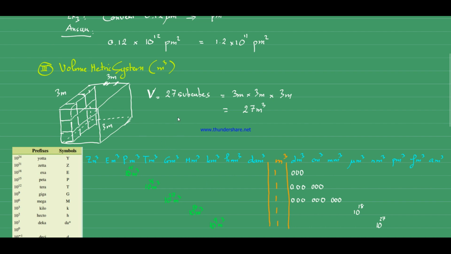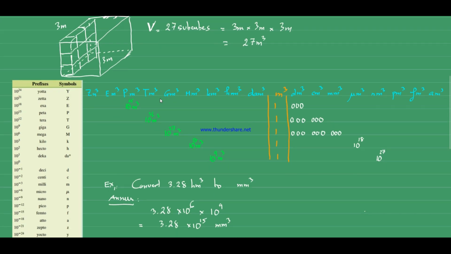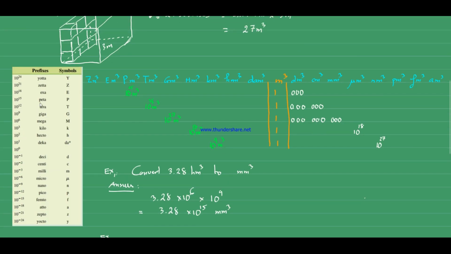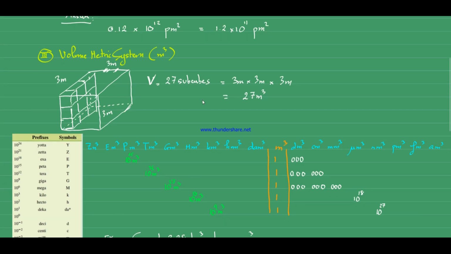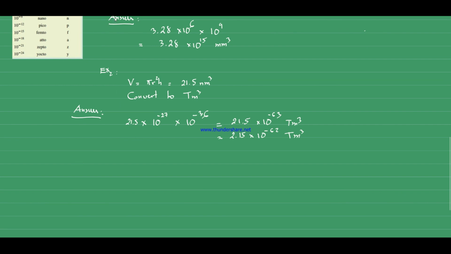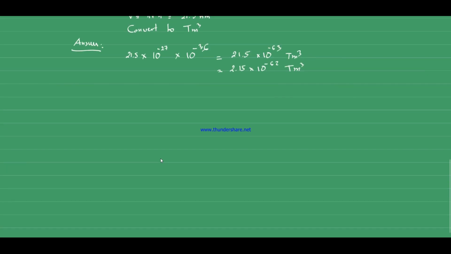Instead of using meter cube, we have another unit. We can use liter. So if I apply the prefix table here, then you will have the volumetric system for liter, another unit. Okay, so I'm gonna go ahead and create that table for you.